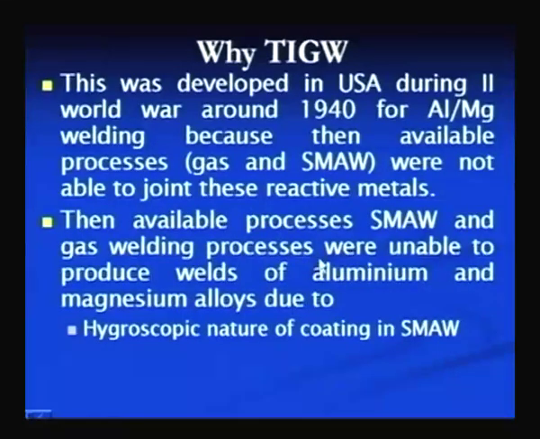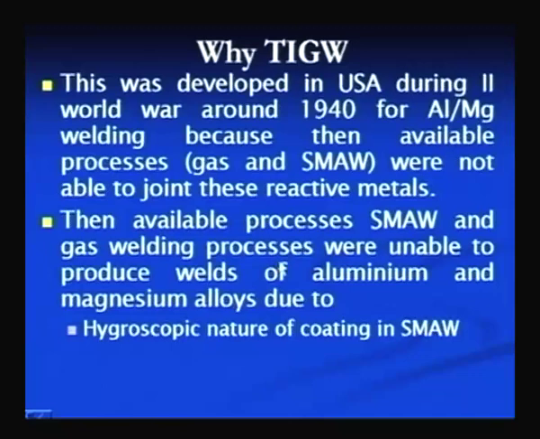The difficulty in welding aluminium alloys and magnesium alloys by shielded metal arc welding and gas welding was due to two main reasons. One was the hygroscopic nature of the coatings. The shielded metal arc welding process, you know, uses coated electrodes, and the coating materials are hygroscopic in nature, which absorbs moisture from the atmosphere, and during welding this moisture is released in the form of water vapor. Water vapors decompose into hydrogen and oxygen in the arc environment, and this hydrogen is absorbed by the molten aluminium and magnesium metal in the weld pool, which increases the tendency to form porosity.